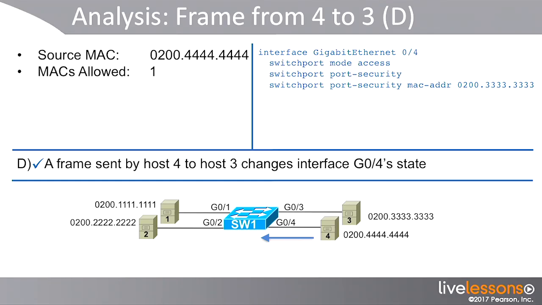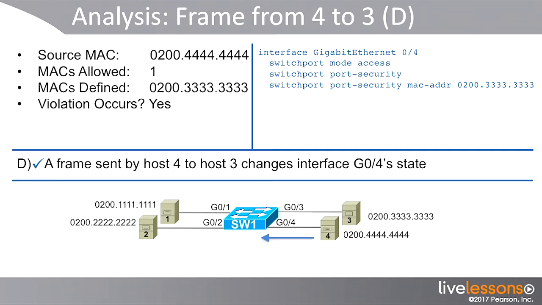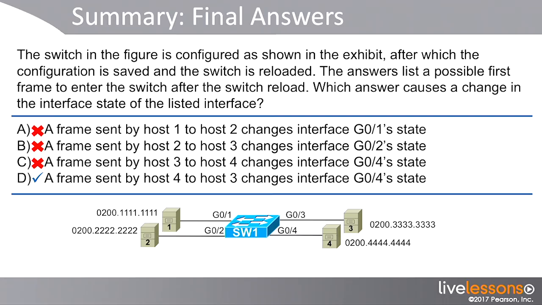The configuration defaults to only 1 MAC allowed. It predefines the MAC as 0200 in all 3s. Violation occurs, but it also defaults to port security mode shutdown. And because of the mode being shutdown, the port is changed to an error disabled state. So that's the analysis of the 4 answers, and here's a summary of those for your reference.